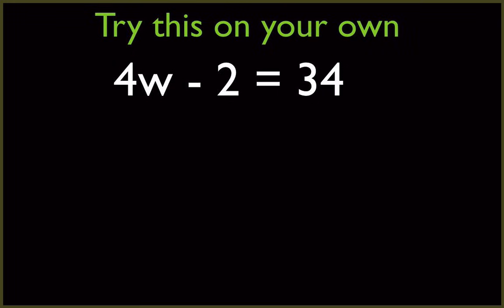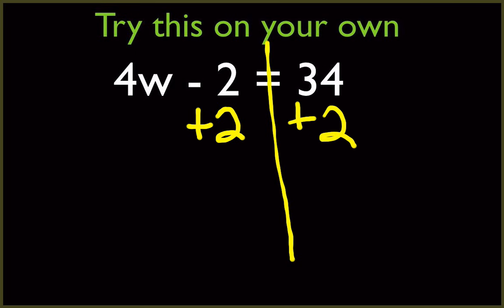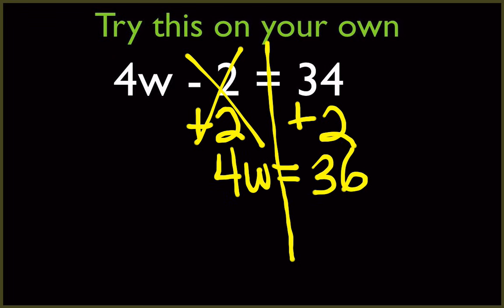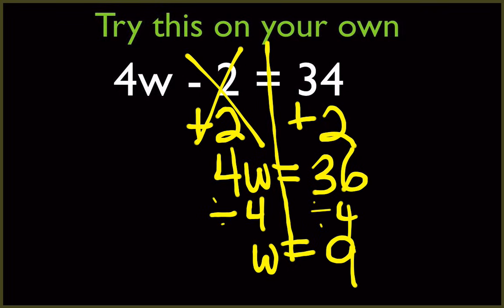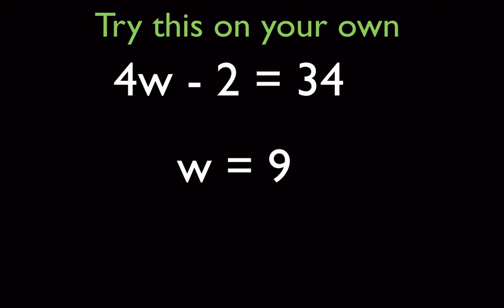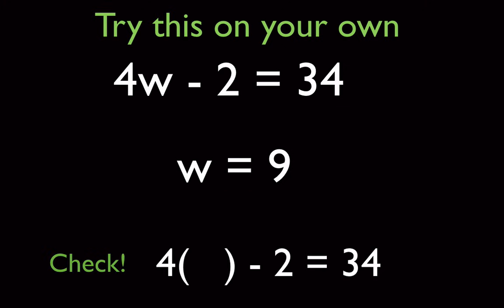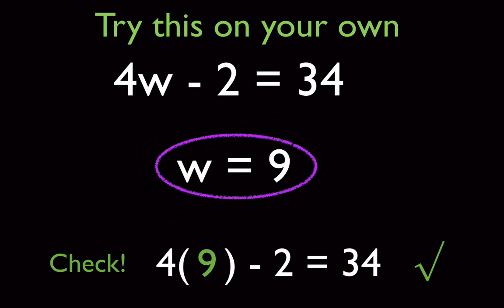Okay, so the first thing we're going to do is we're going to go ahead and draw our line. We're going to add 2 to both sides. Okay, the minus 2 and the positive 2 are going to cancel each other out, which is going to leave me 4w equals 36. The next operation is to divide by 4, which leaves me w equals 9. Okay, and to check the answer, I'm just going to replace w in there with 9. 4 times 9 is 36. 36 minus 2 is 34. So we're good, and our answer is correct.